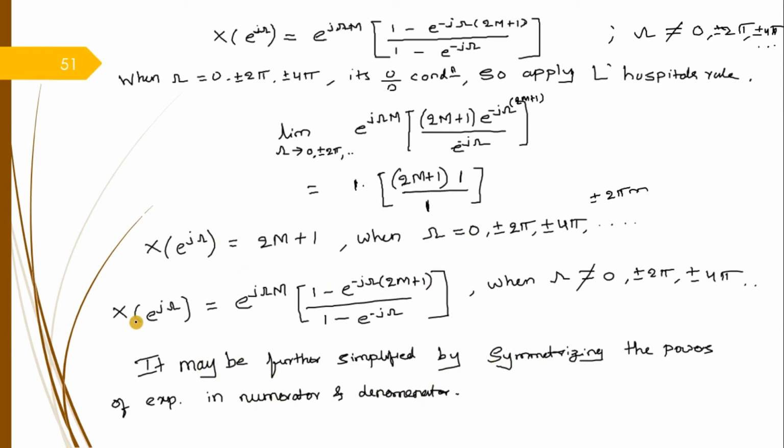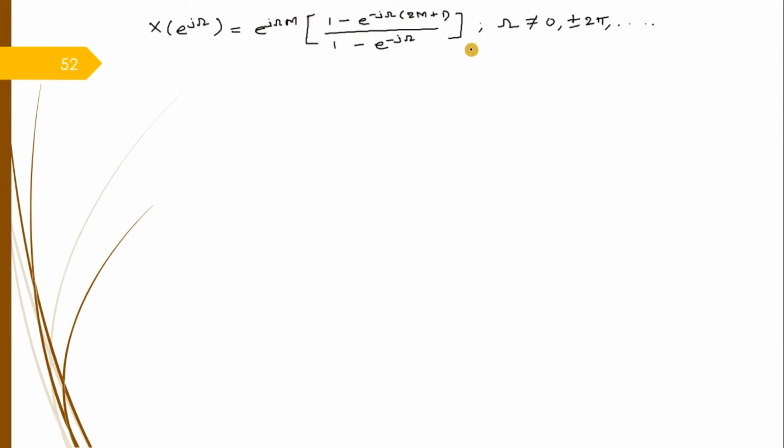It may be further simplified by symmetrizing the powers of the exponential in the numerator and denominator. I take the same quantity, and you just see how I simplify it. This is optional, and it is always good to come out with a very much simplified version. If the problem is asked for more marks, and if you don't simplify it to the ultimate answer, you will lose 1 or 2 marks. We cannot say the answer is wrong, but you will not get full marks.